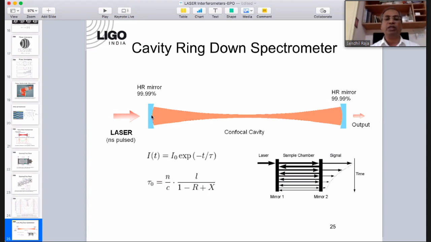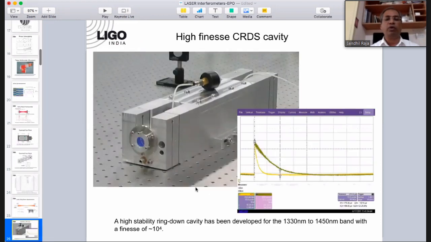So you launch a pulsed light source, and the light pulse that gets into the cavity oscillates back and forth because of the high reflectivity, and a small portion decays out. The output of this is an exponential, and the measure of the exponential gives you a value of how much the reflective loss of the cavity is. And this can be used for measuring cavity losses as low as parts per billion for high-reflectivity coatings.